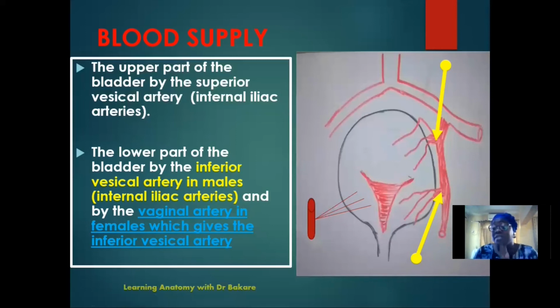For the female, the urinary bladder supply is a bit different. In the upper region, we have the emergence of the superior vesical artery as seen in males, and this supplies the upper part of the urinary bladder. But in the lower part of the urinary bladder, we have branches that emerge from the vaginal artery. So the vaginal artery gives branches that supply the lower part of the urinary bladder in females. The vaginal artery is like the homologue of the inferior vesical artery in females.